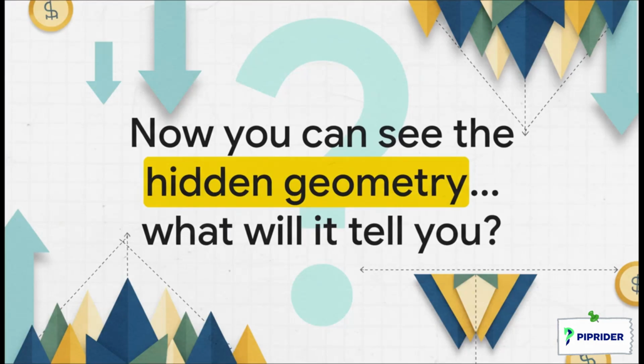So, we've pulled back the curtain on the market's hidden geometry. We've given you the blueprint and the tools to start seeing what, for many people, is completely invisible. The only question left is this. Now that you can see this hidden structure, what is it going to tell you?